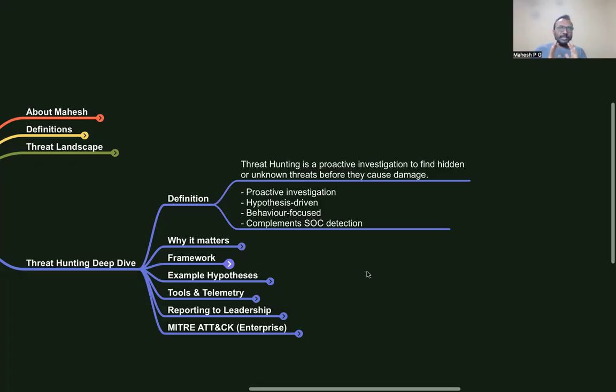We can see if any particular anomalous behavior is happening, and it complements SOC detection, because the SOC is already detecting threats and alerts, but the SIEM may not be able to detect something. Through threat hunting we can do that. It augments the security operations.